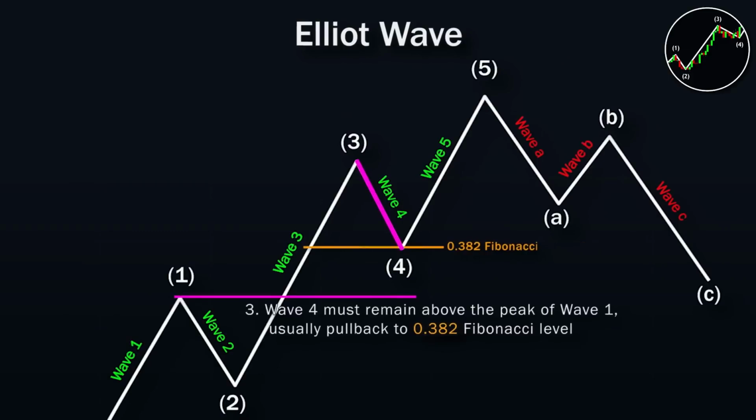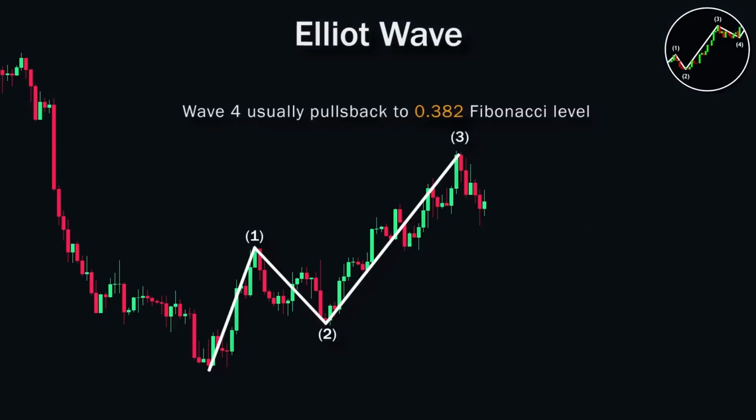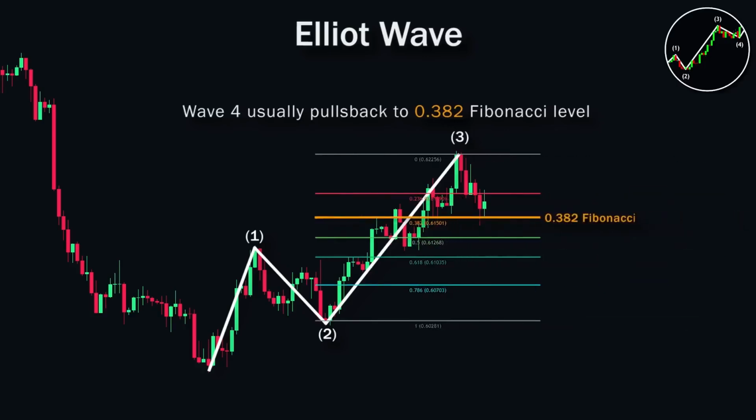So here's an example of the Elliott wave in action. In this chart, we can see that the price resembles a possible 123 Elliott wave. And so, based on the theory of wave 4, which is that price tends to pull back to the 0.382 Fibonacci level before continuing upwards, we can use this as a potential buy entry when price makes a pullback.